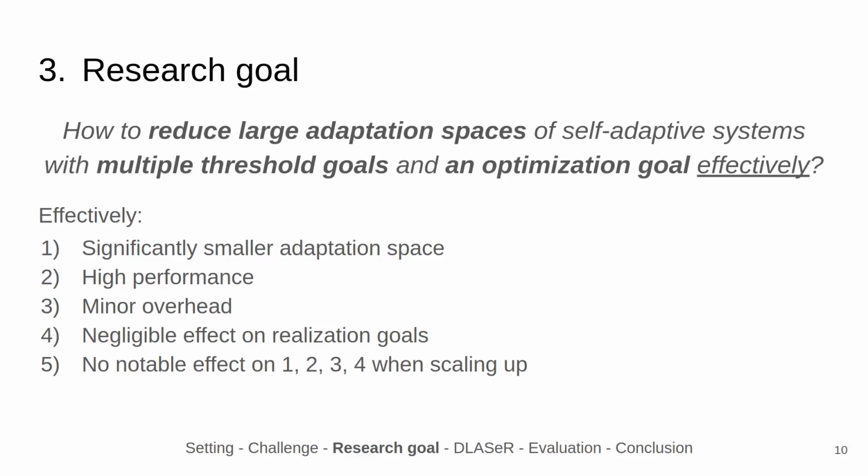With effectively we mean 5 things. First, we want that the reduced adaptation space is significantly smaller. Second, high performance. With this, we want to indicate that the reduced adaptation space covers the relevant adaptation options well. 3, we want a minor overhead. We want that our approach results in little to no additional time. 4, the effect of the state space reduction on the realization of adaptation goals should be negligible. And 5, we want that our solution is scalable, meaning that we want to observe no notable effect on the 4 aspects above when we scale up to a larger adaptation space.